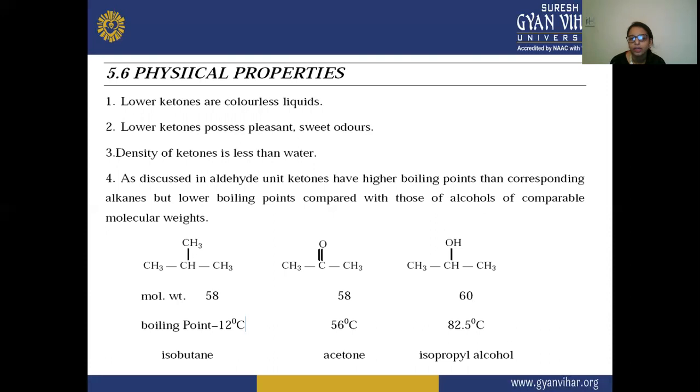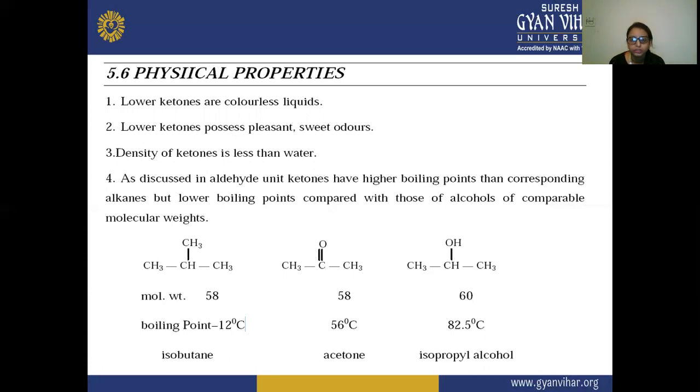So ketones have a higher boiling point as compared to the alkane, but a lower boiling point compared with those of alcohol of comparable molecular weight. Meaning that for ketones and alcohols having similar molecular weight, the ketones have the lower boiling point as compared to the alcohol. The boiling points and molecular weights are given here.